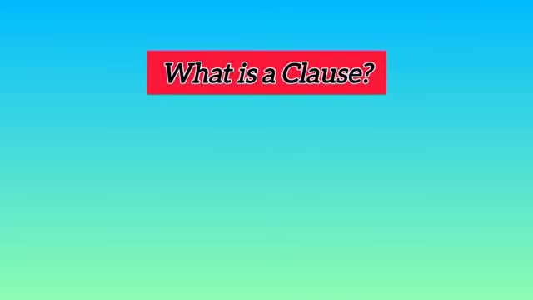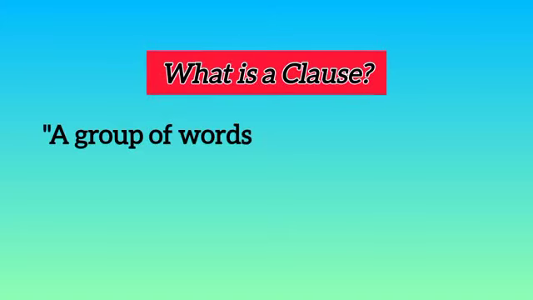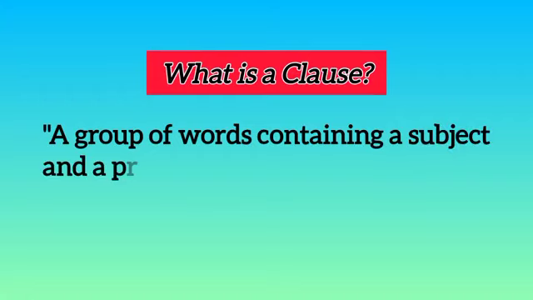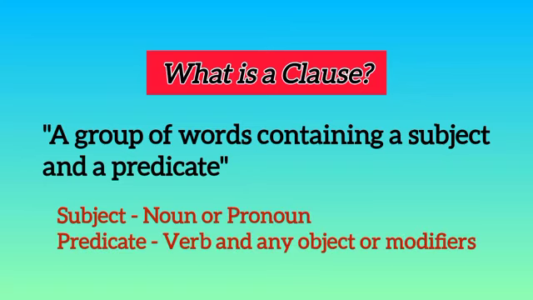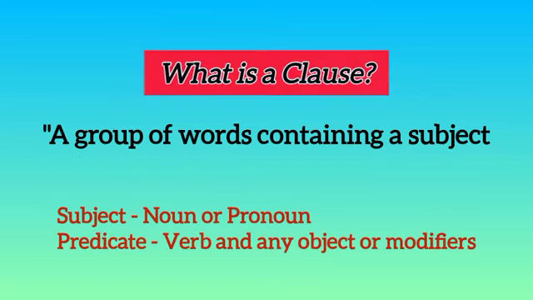First, let's define what a clause is. A clause is a group of words that contains a subject and a predicate. The subject is the noun or pronoun that performs the action, while the predicate is the verb and any objects or modifiers.